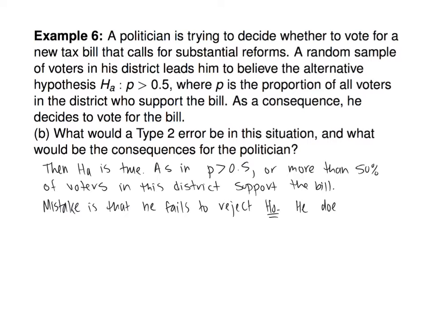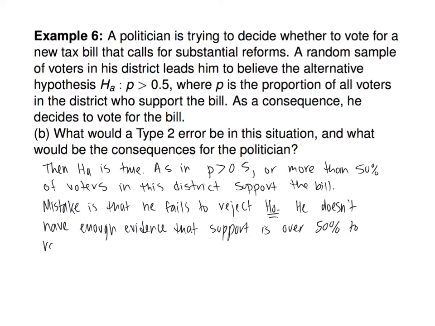So he doesn't have enough evidence that support is over 50% to vote for this bill. So, does that make sense in terms of what the error is?